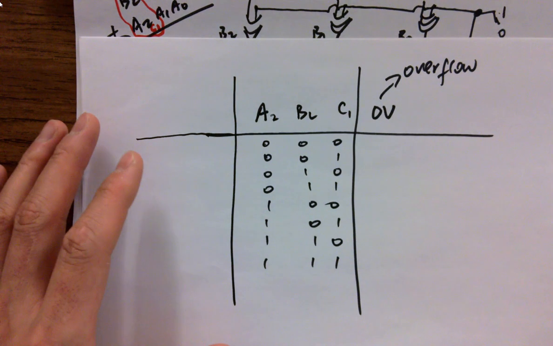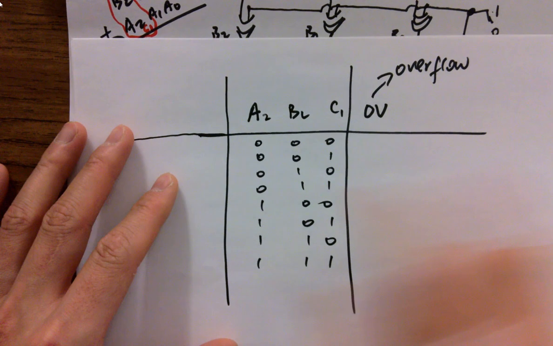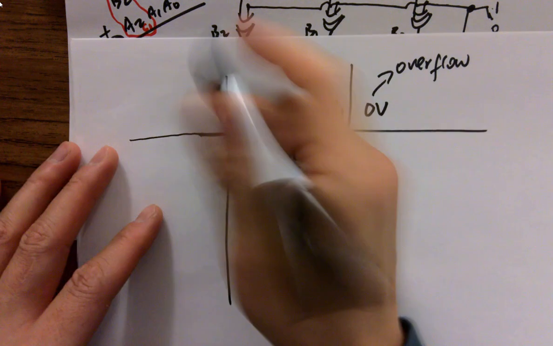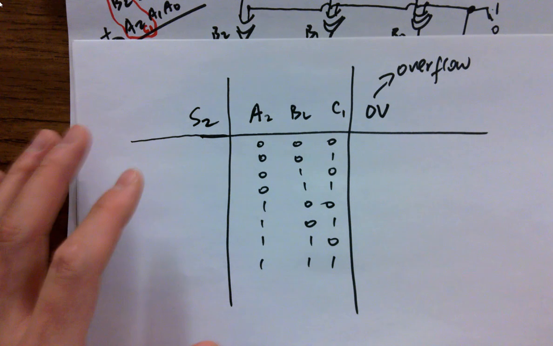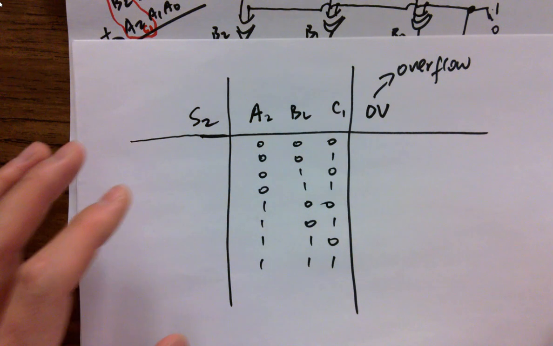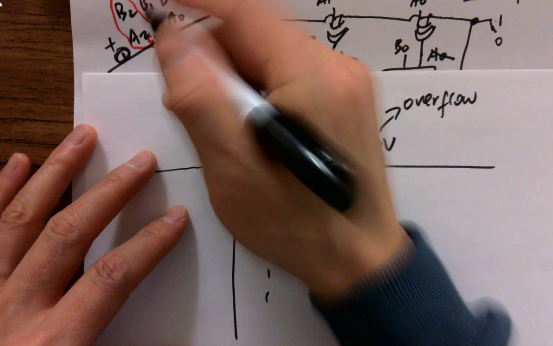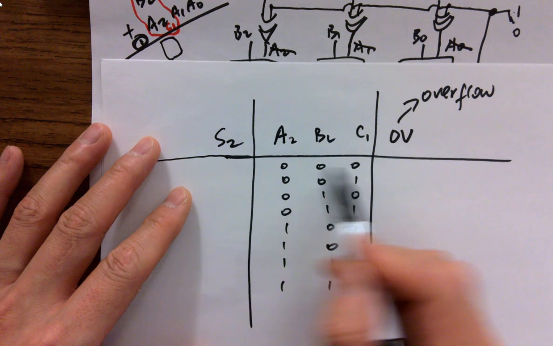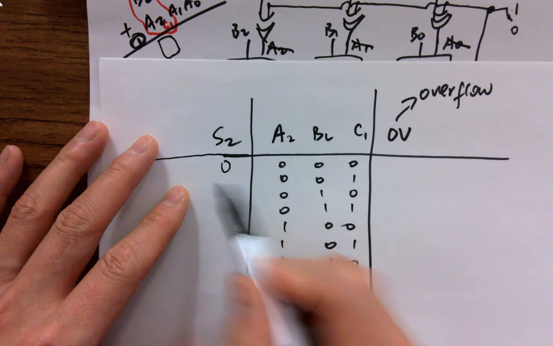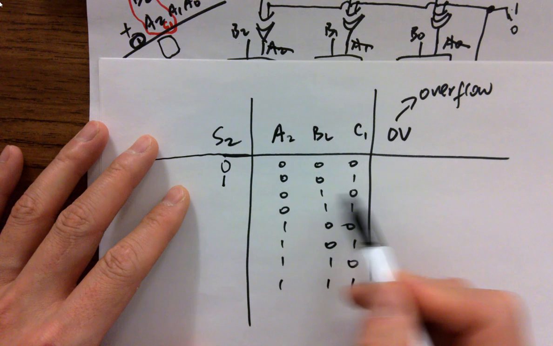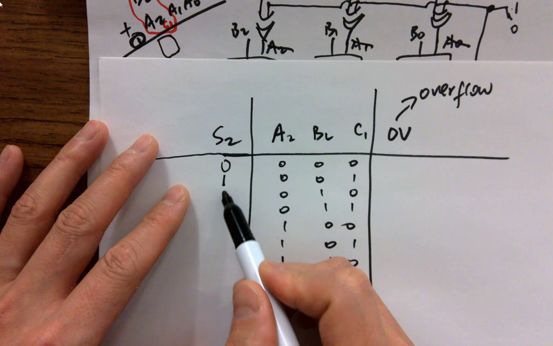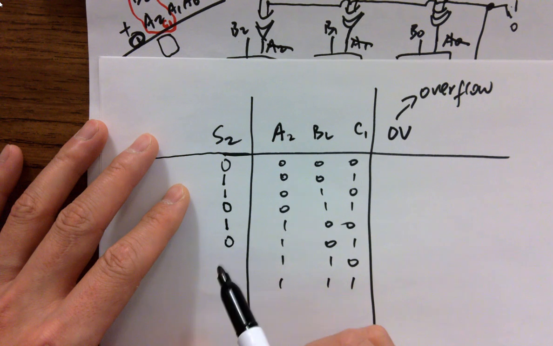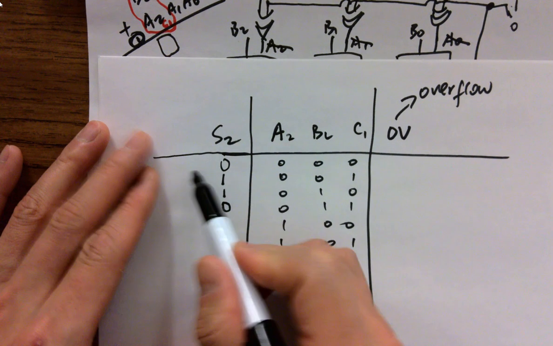Okay? Overflow or not? So let's just calculate S2 first, so we know if the final result is positive or negative, right? For the MSB, for this bit here, S2. Let's do that first. What is S2? Adding all of them together, S2.